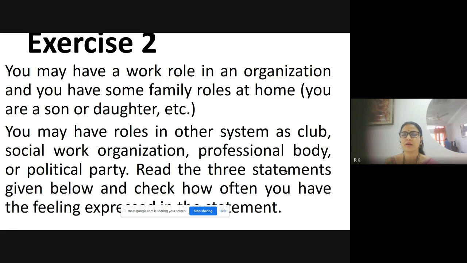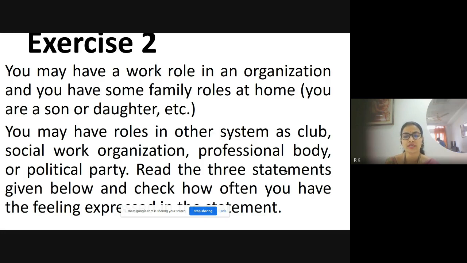So we are playing different roles, right? You may have a work role in an organization, and you have some family roles also at home. I'm also a daughter. I play the role of a daughter. And my father is very proud that this daughter is much better than the other daughters, whatever. Okay. So you may have roles in other systems, as a club, as a social work organization. I'm a member of the NIPM, National Institute of Personnel Management, HRD, and various other clubs and professional bodies, and also in a political party. So we play different roles.